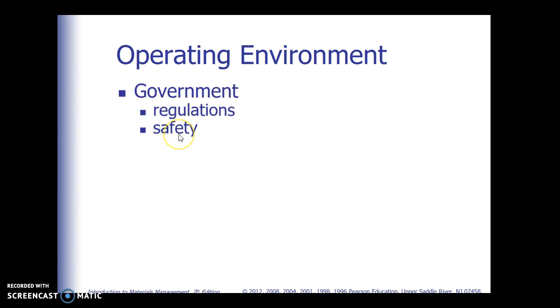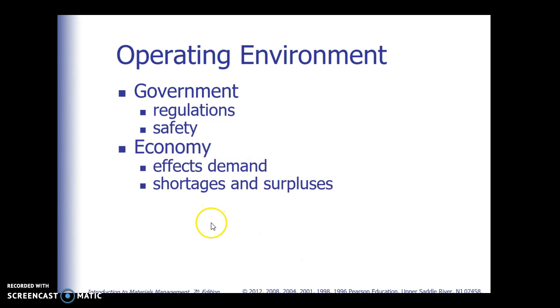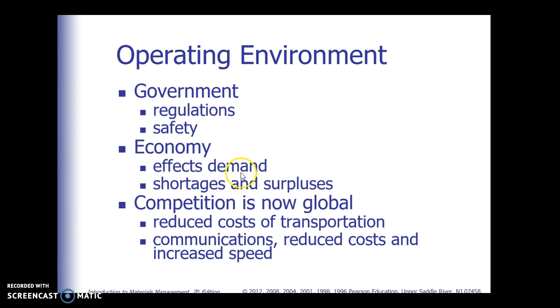Again, the operating environment is controlled by government regulations and safety, as well as the economy and competition that is now global. So as you think about that and that initial question that I asked about what is wealth, where does it come from, what does it have to do with manufacturing?